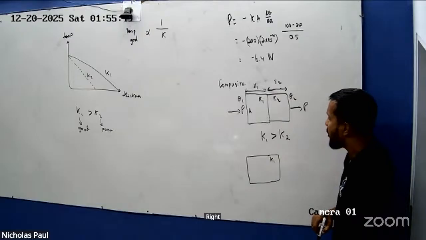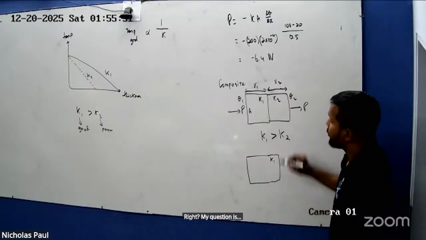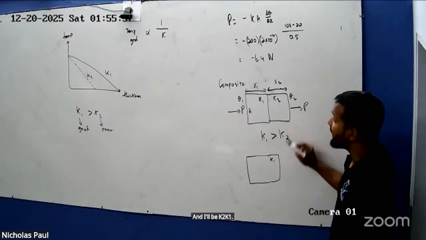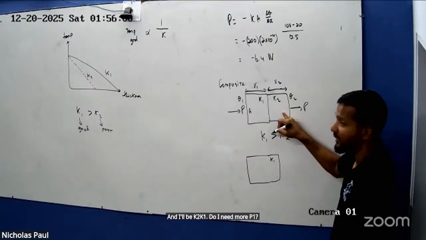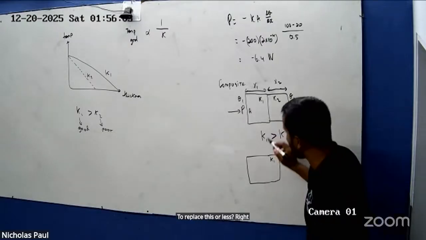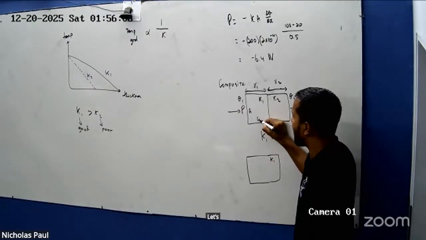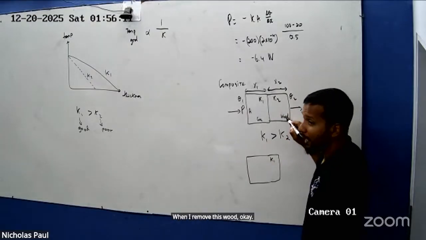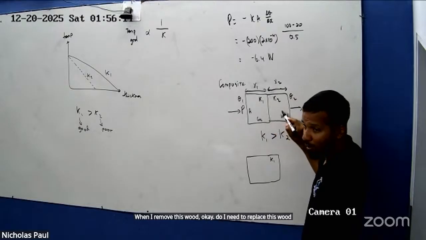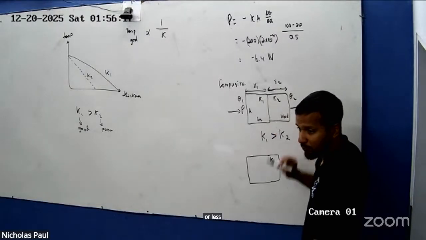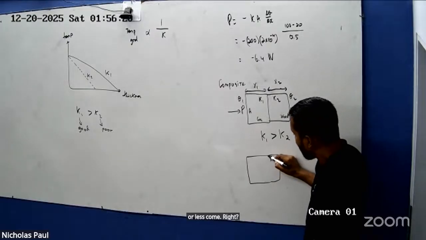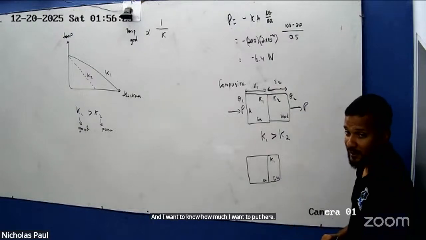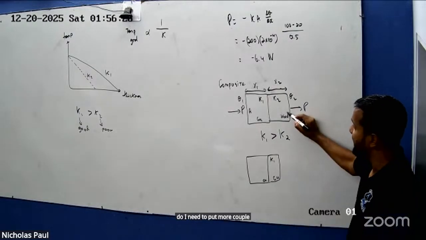My question is, when I take off K2 and replace it with K1, do I need more of K1 to replace this or less? Let me make it a little bit simpler. Let's say this is copper and this is wood. When I remove this wood, do I need to replace it with more copper or less copper? I have my usual copper here and I want to know how much copper to put here.